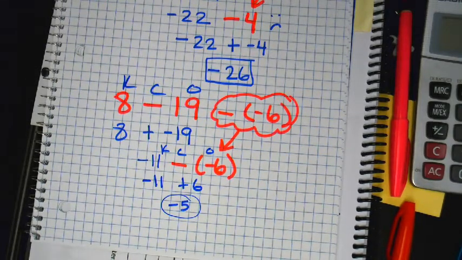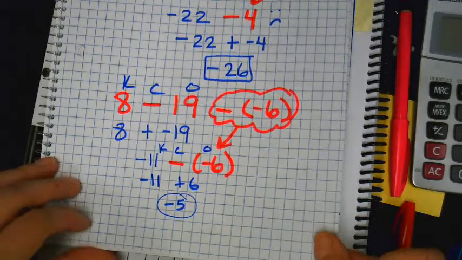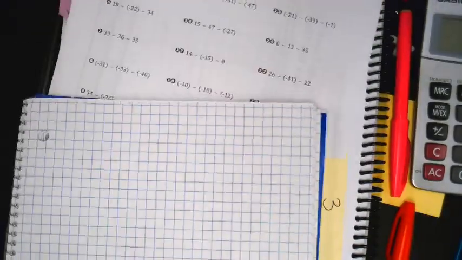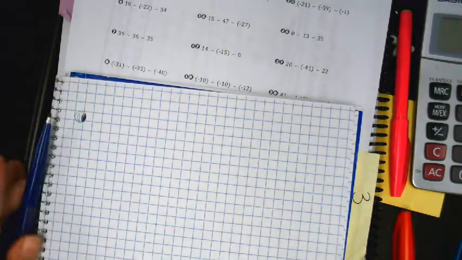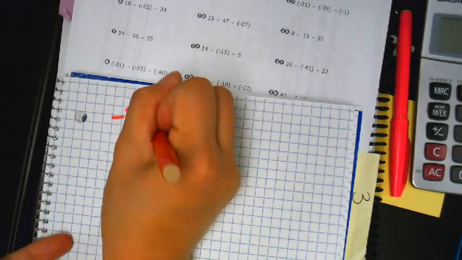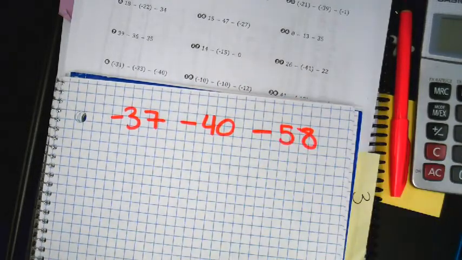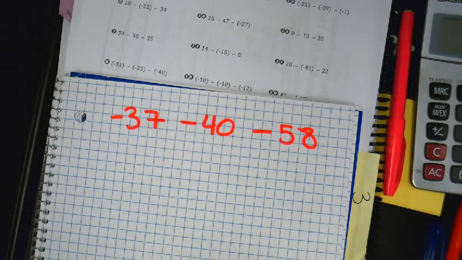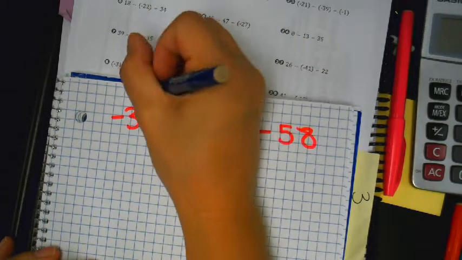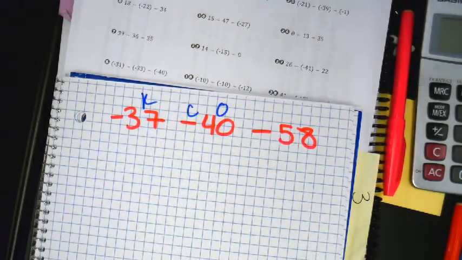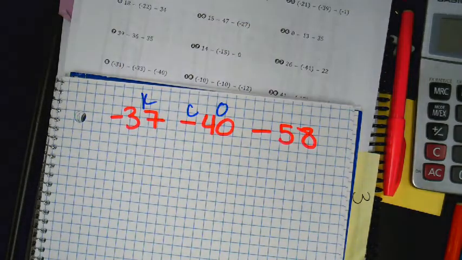Okay, one more problem. Negative 37 minus 40 minus 58. Keep, change, opposite. Keep, change, opposite.